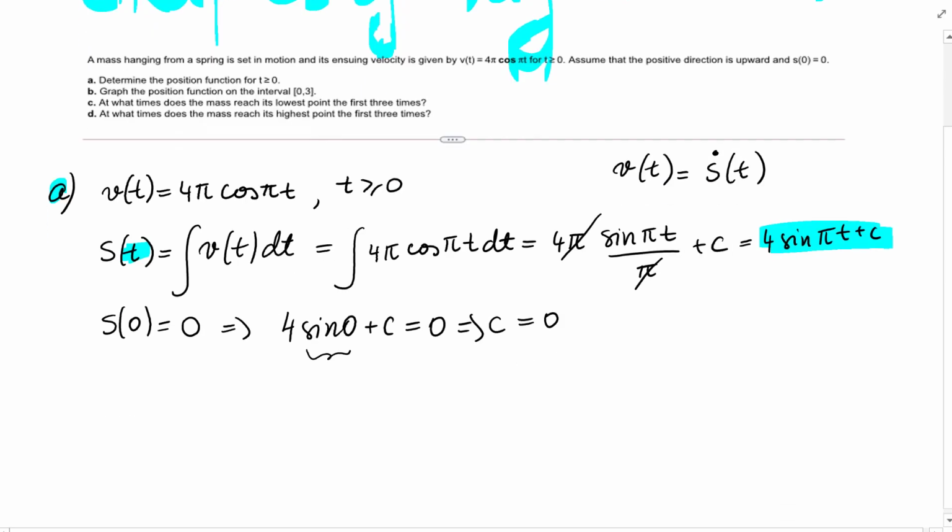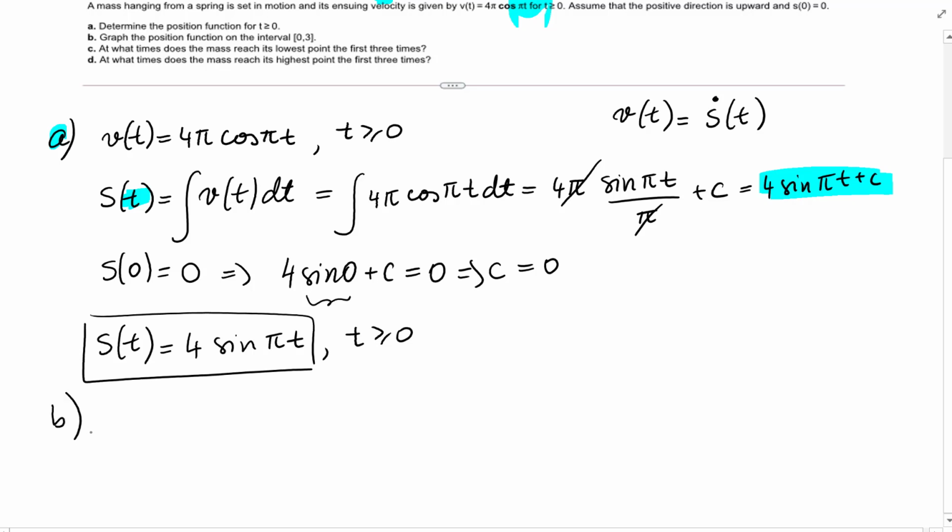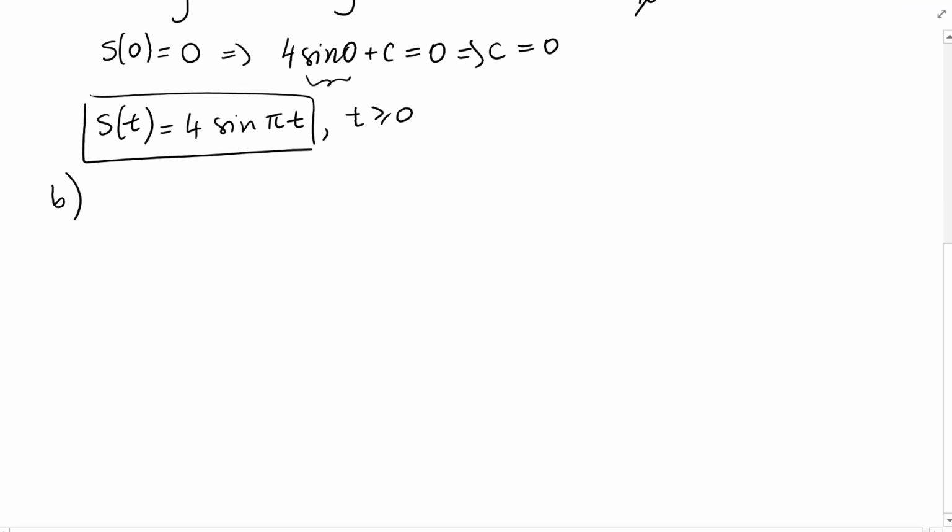So in other words, s of t, the position function, is equal to 4 sine of pi t for t greater than or equal to 0. So we determined the position function. Part B, graph the position function on the interval 0, 3, including 0 and 3. So let's graph the s of t that we have here on 0, 3.